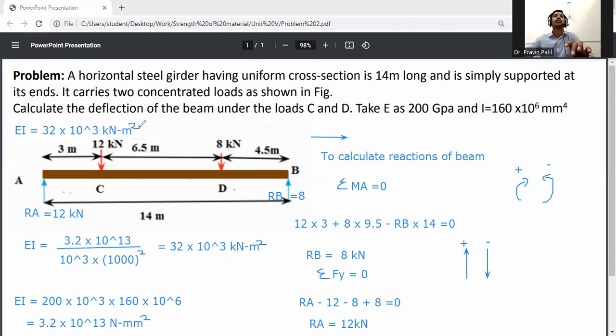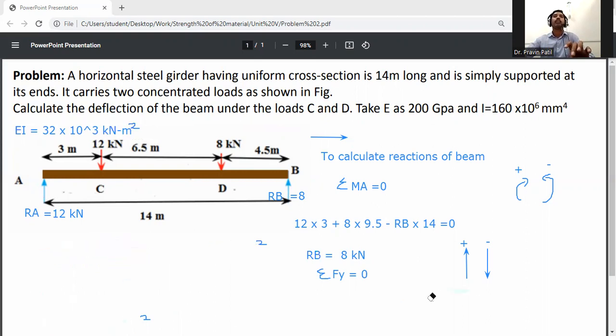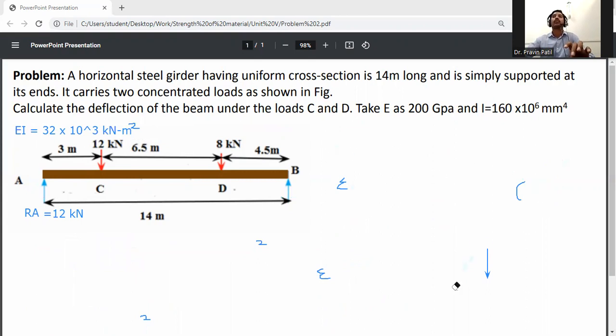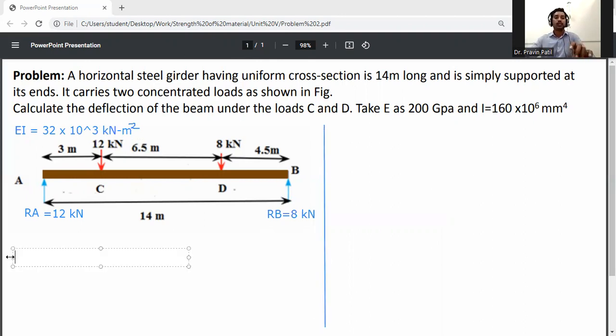So reaction at A is 12, and reaction at B is 18. Now apply the Macaulay method. RB I will write down here, RB is equal to 8 kilonewton. So now apply the Macaulay equation. As per the Macaulay equation, we know that EI into d2y by dx square.